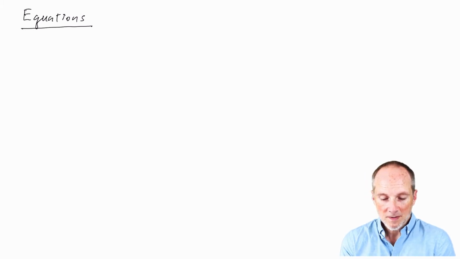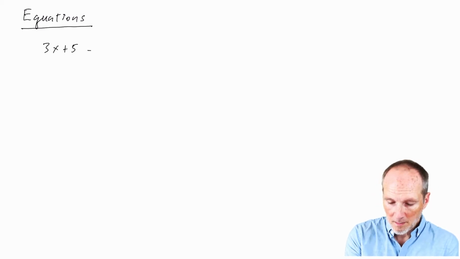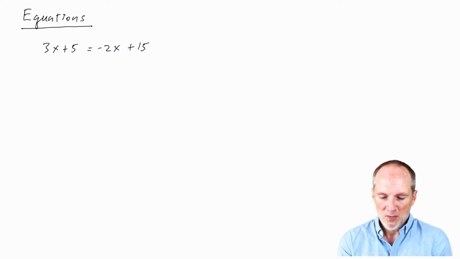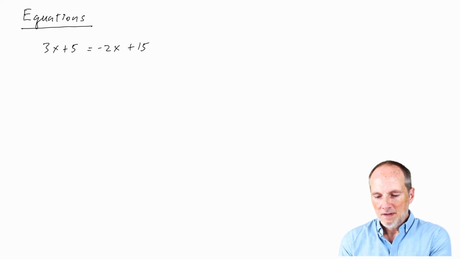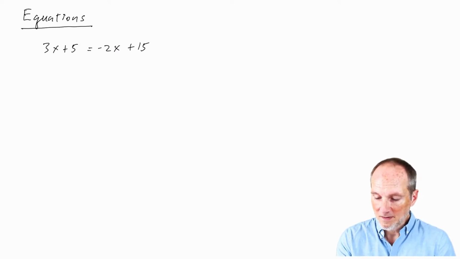So I'm just going to start with a super simple equation. 3x plus 5 is equal to minus 2x plus 15. So I think we all know how to solve this. It's super easy. But let me just give an analogy that I think is useful for thinking about solving equations, and that is the analogy of a scale.